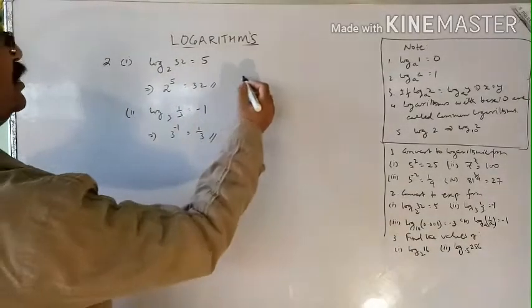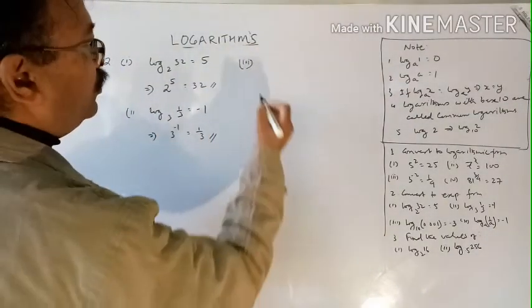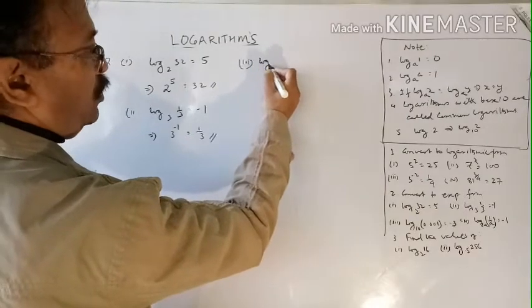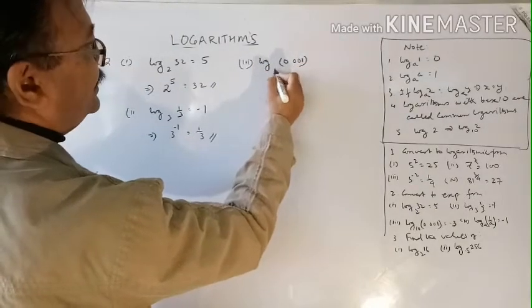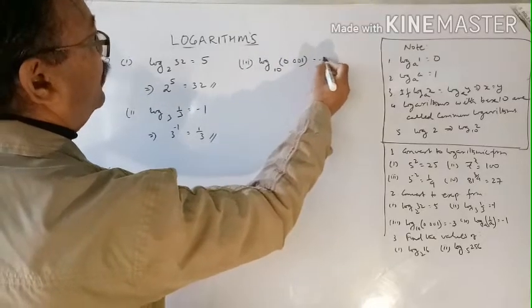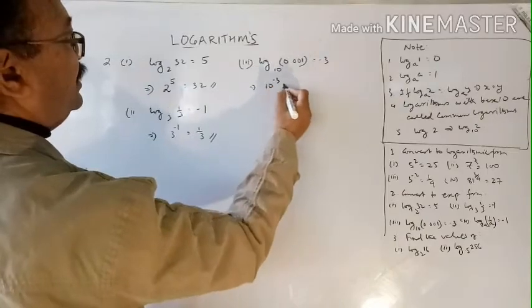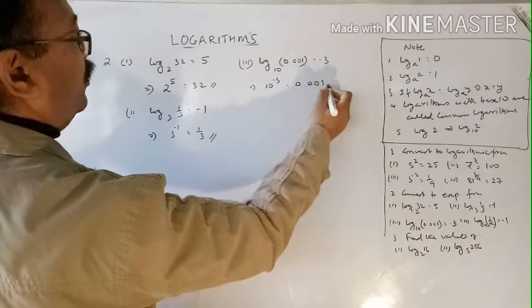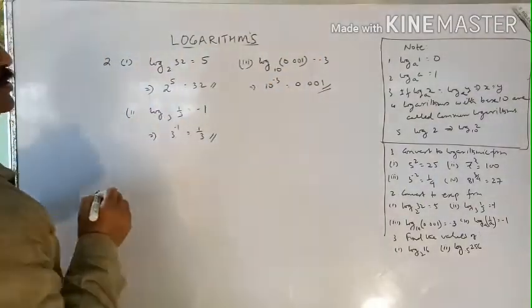So question number 2 part 3. So you are given log of 0.001 to the base 10 is equal to minus 3. So base is 10 here, logarithm is minus 3 equal to 0.001. So this is answer. 10 to the power minus 3 is equal to this.